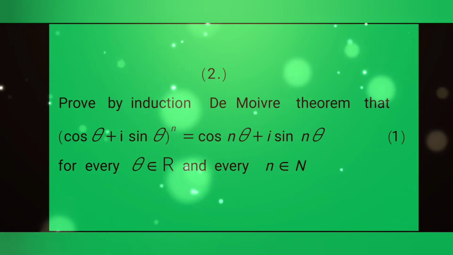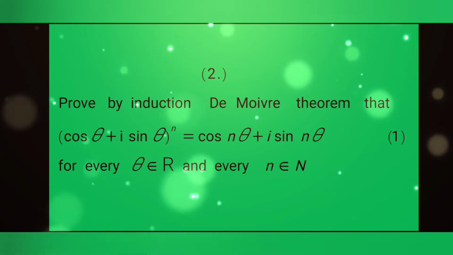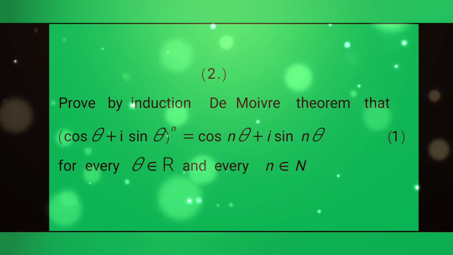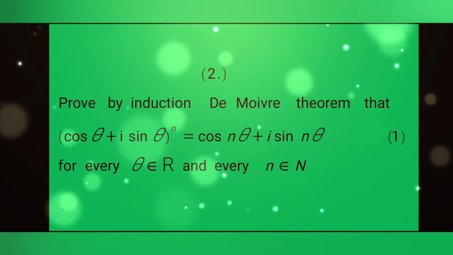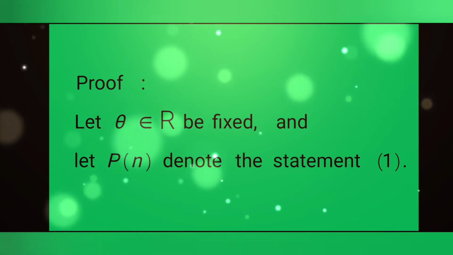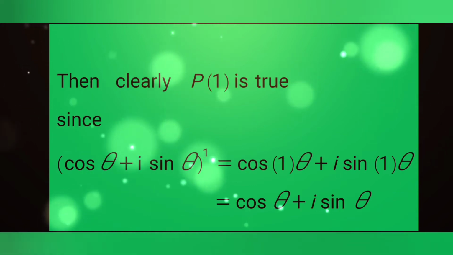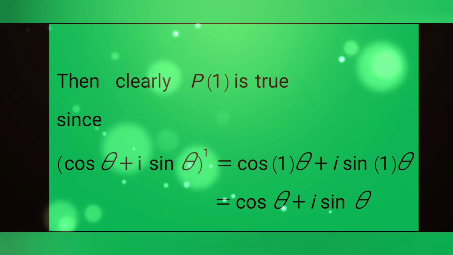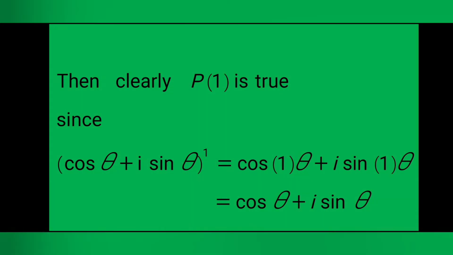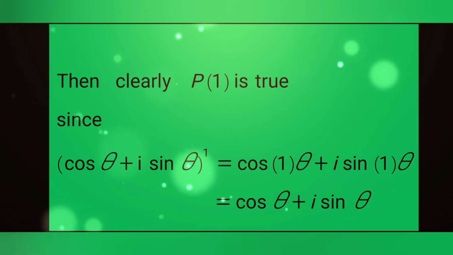The second example is to prove by induction the De Moivre theorem that (cos θ + i sin θ)^n = cos nθ + i sin nθ for every θ in R and every n in the set of natural numbers. Now the proof. Let θ in R be fixed and let P(n) denote the given statement. Then we can clearly see that P(1) is true, since if we insert 1 in place of n in equation 1, we will obtain cos θ + i sin θ.